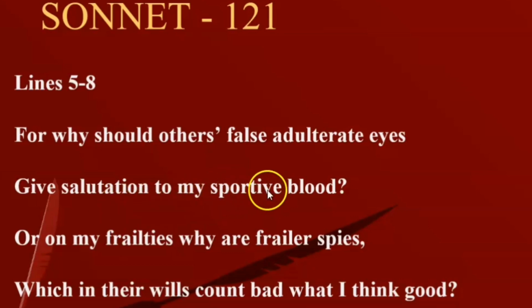Right? Why are you always finding fault with me? Right? Give salutation to my spotted blood, or on my frailties, why are frailer spies? Or on my frailties. And you must have noted that Shakespeare has used the word frailty many times, no?